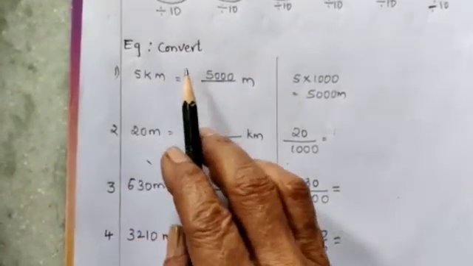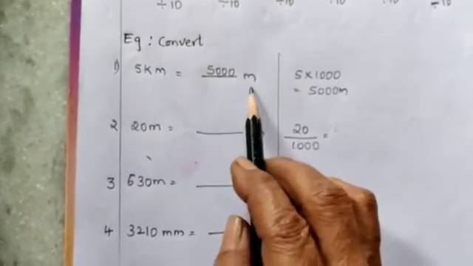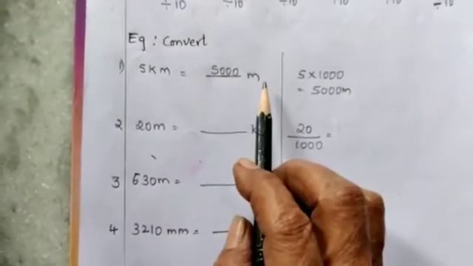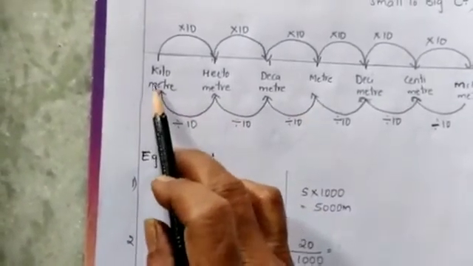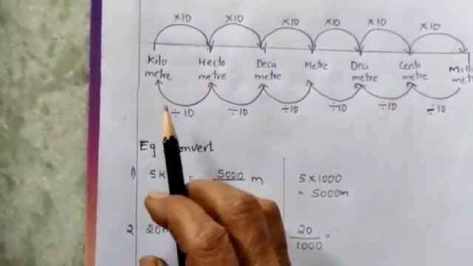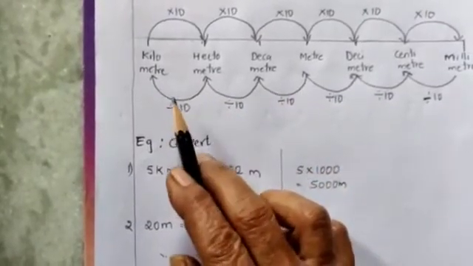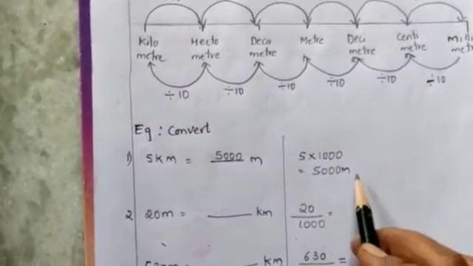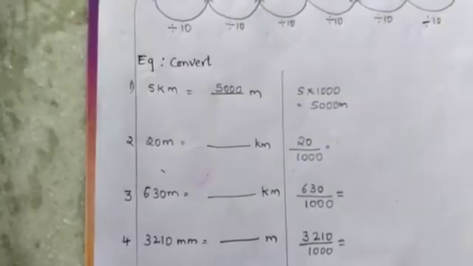Children, here some examples I am showing. 5 kilometers is equal to how many meters? So you have to convert kilometer to meter. That means bigger unit to smaller unit. So how much do you have to multiply for 5? You have to multiply 1000, because you are converting big to small. So 5 into 1000 is equal to 5000 meters. So the answer is 5000 meters.